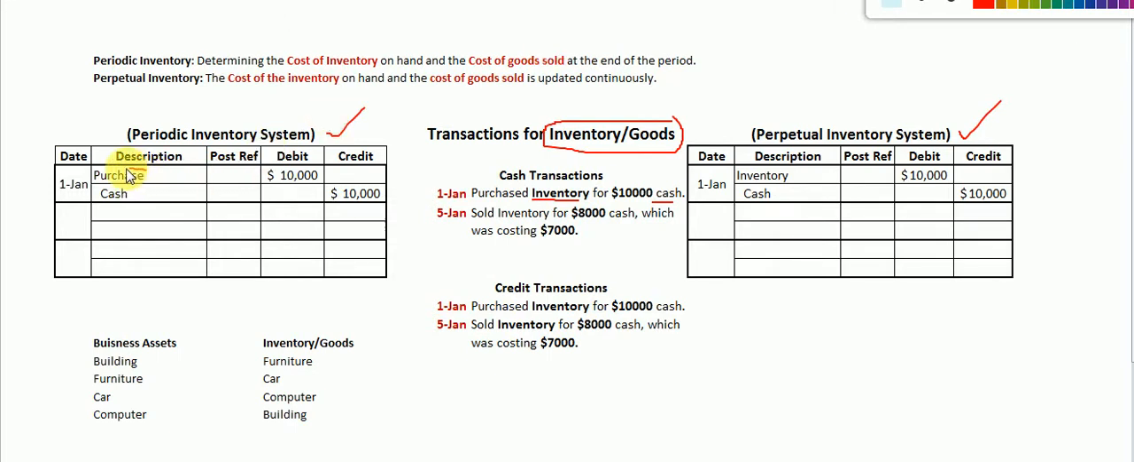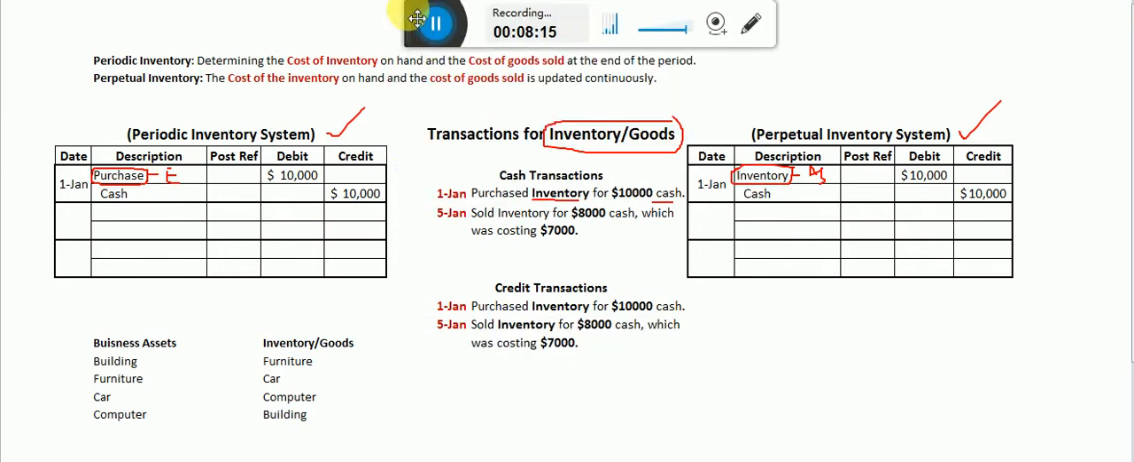In the periodic inventory system this title, purchase, is used, and the nature of this title is different: it is an expense. But here we use the title inventory, or goods, or merchandise, or stock, and the nature here is asset. This is really important. Here our expense increased, here our asset account increased.